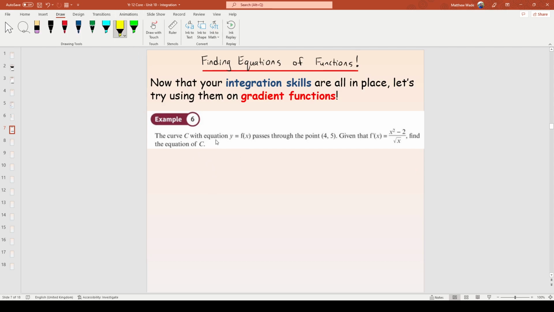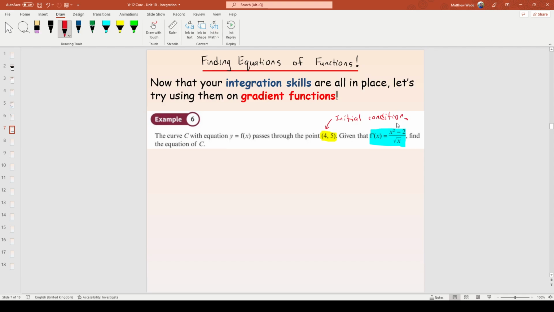It says the curve C with the equation y equals f of x passes through the point (4, 5). Given that f prime of x is equal to that, so there's our gradient function there, find the equation of C. Well, guess what, guys? See that (4, 5)? They call this an initial condition. Now, if you've got an initial condition, it's all you need.